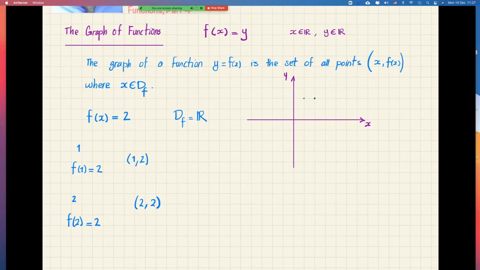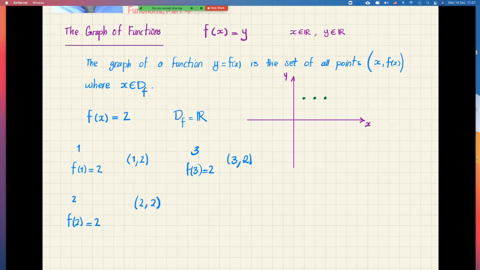Okay, let me just do another one. So here let us take 3. Then I calculate f of 3. The answer is again 2. Yes, so this will give me this point. The x coordinate is 3. The y coordinate is the calculated value, which is 2. So this means that I need to highlight the point whose x coordinate is 3 and the y coordinate is 2. So this would be this point. Okay, so I will highlight that point as well.